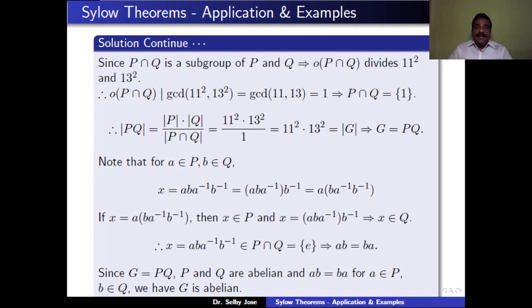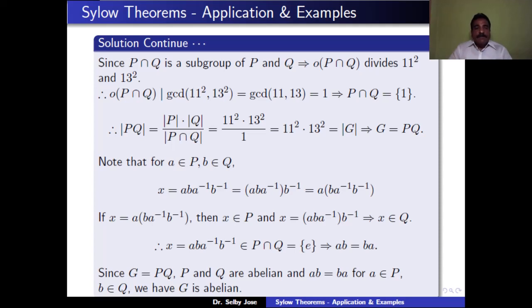So if I take X is equal to a into b a inverse into b inverse, then as a inverse is in P and P is normal in G, b a inverse b inverse must belong to P. And since a is also in P, a into b a inverse b inverse also belongs to P.